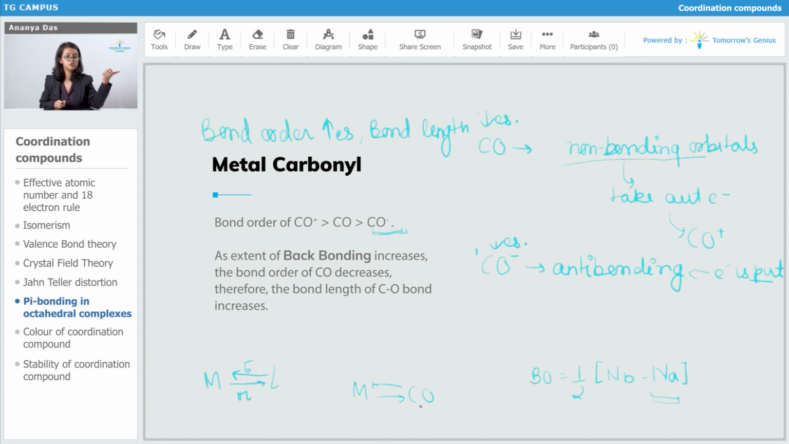So the bond order is going to increase, and if the bond order is going to increase, the bond length of the MCO bond is going to decrease. That is, if the bond order of the MCO bond is increasing, then the bond length is going to decrease.